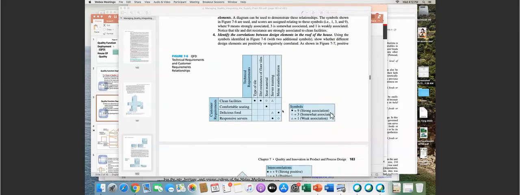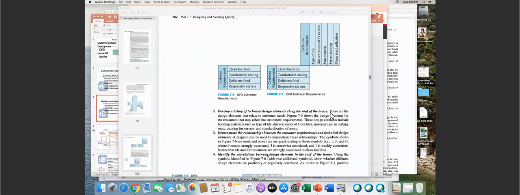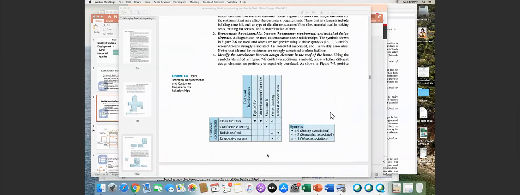So we look at this. Remember, we have already developed this, right? So we want to see the association. We look at the clean facilities and type of tile. Does it have a strong relationship or weak relationship? Anybody?